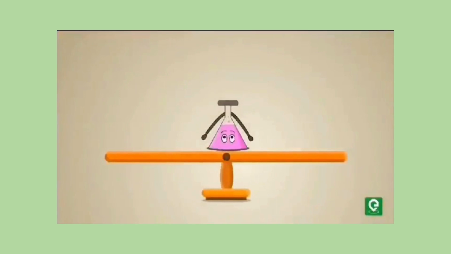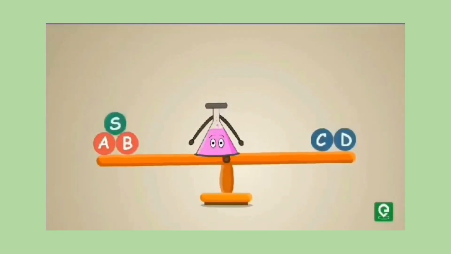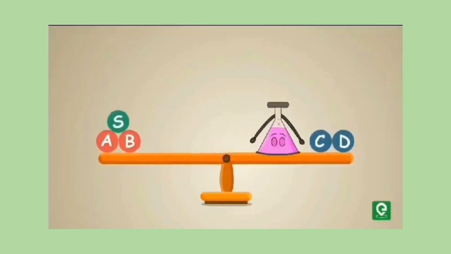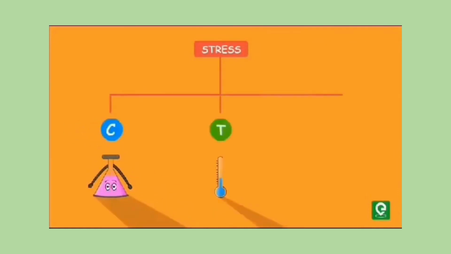Equilibrium. If stress is placed on a system at equilibrium, the system will proceed in the direction that minimizes the stress and helps in restoring equilibrium. Stress can be applied on a chemical reaction by changing concentration, temperature, or pressure.